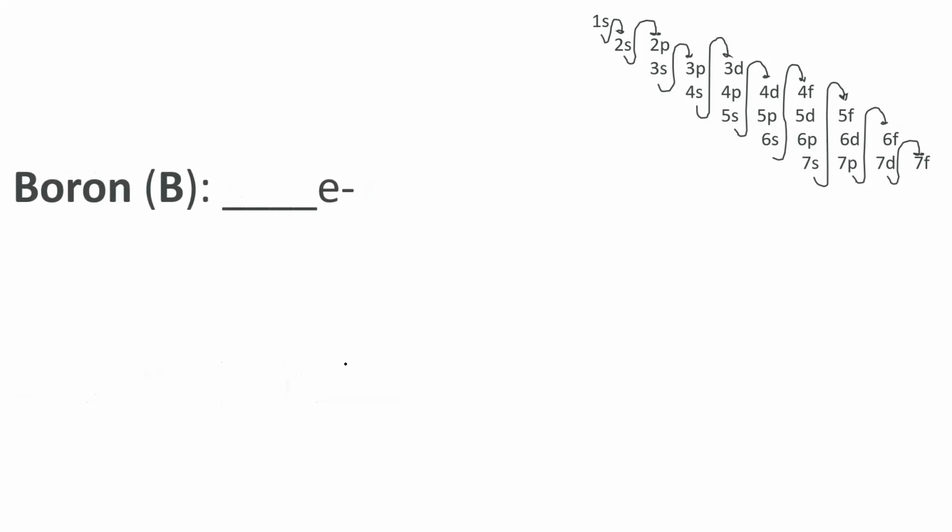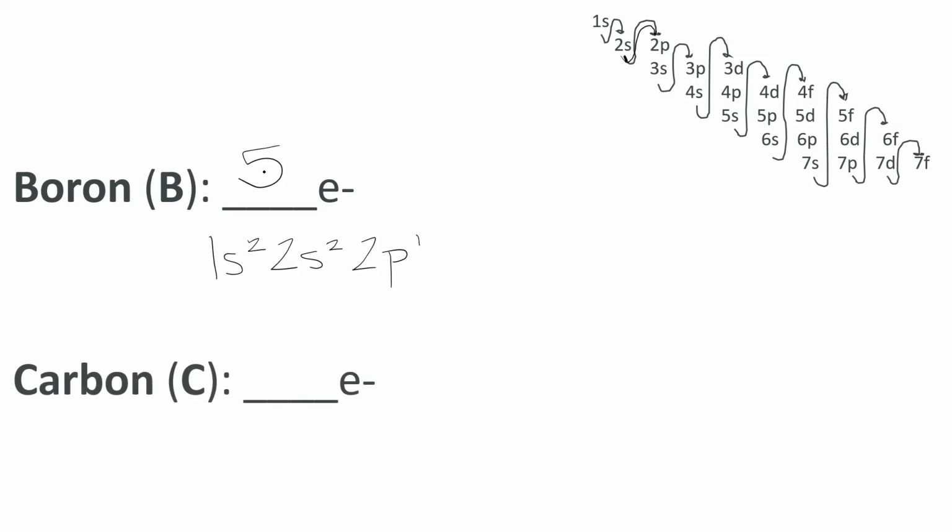B, boron, atomic number 5. So 5 electrons. I always start with 1s. S can hold up to 2. I have to then move on to 2s. 2s can hold up to 2. So now I'm here, and I need to follow the arrow. Now I'm going to 2p. P can hold up to 6. I need 2 plus 2 is 4. I need 5. I need 1 more. 1s2, 2s2, 2p1. 2 plus 2 plus 1 is 5. Boron's electron configuration.